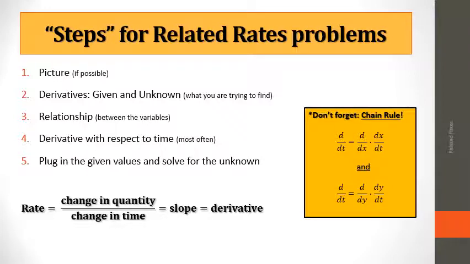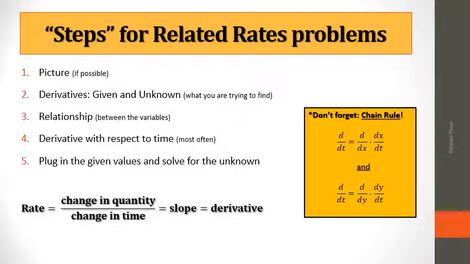First, I always try to draw a picture, if possible, of the situation. It just helps me to kind of get a grasp of what's going on in the situation. The next, you have to see your derivatives. What did they give you? What are you trying to find? What is your unknown? Next, find a relationship between the variables in your picture. And your unknown can help you with that sometimes as a clue.